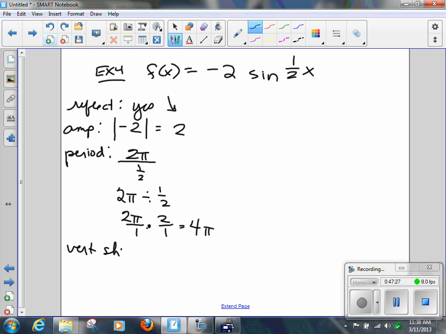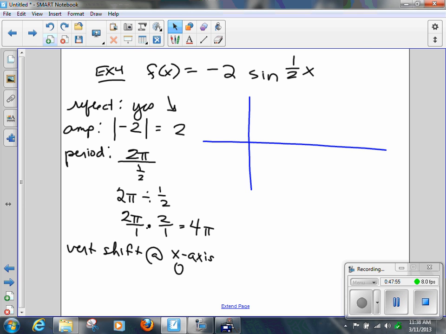Vertical shift at what? At the x-axis. At 0. Period is 4 pi, because we are dividing by a fraction, so it's going to be greater. Here we go. Oscillation line is the x-axis.